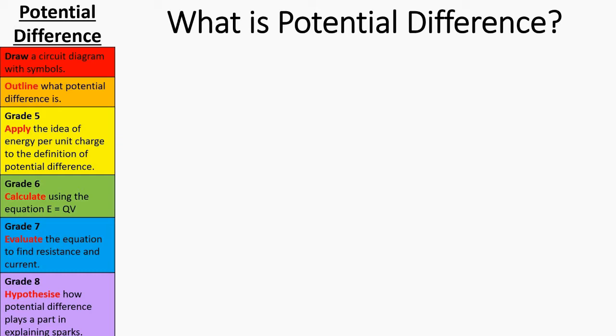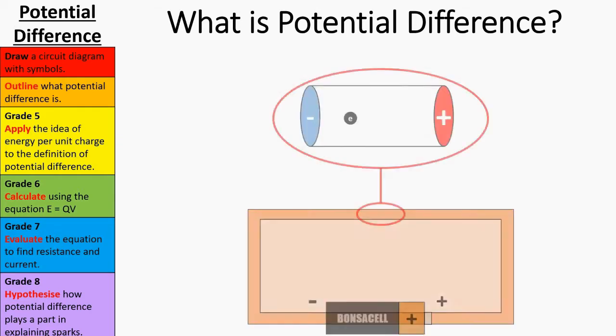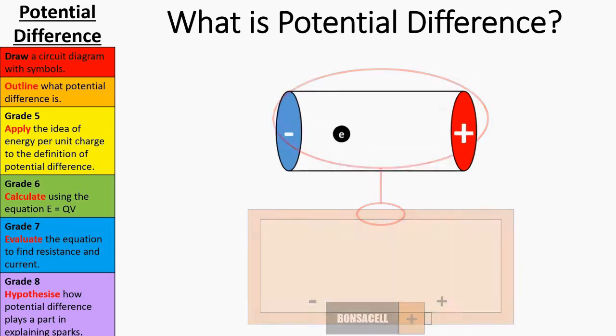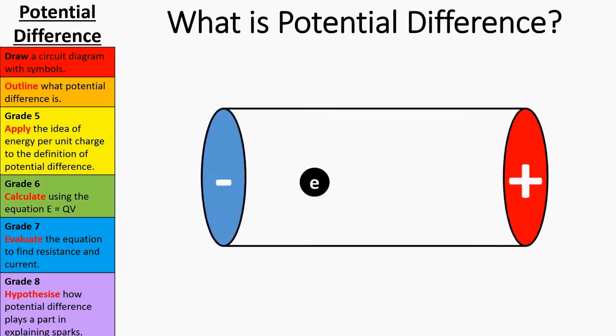So, in order to explain what potential difference is, I'm going to start with our simplified version of a circuit and our simplified model of what a wire looks like on the inside. So, here is the inside of our wire. We have the negative charge, which is the electron, and we have a negative side of the wire and a positive side of the wire. So the electron will move from the left to the right.